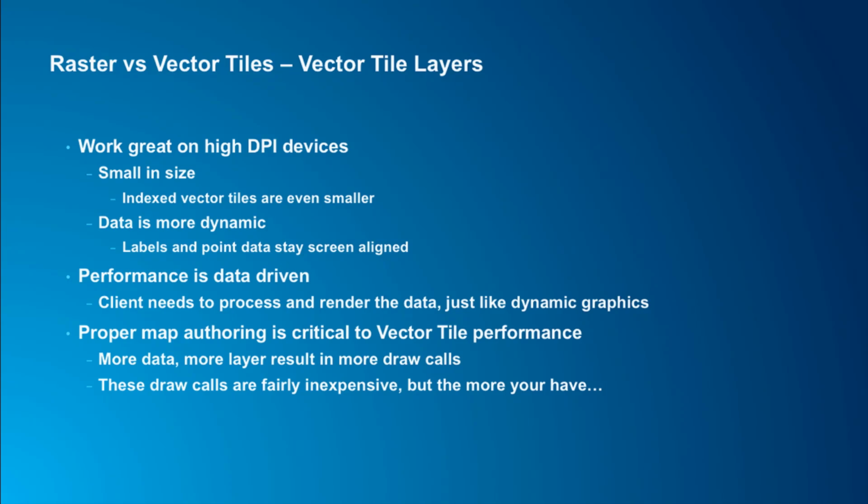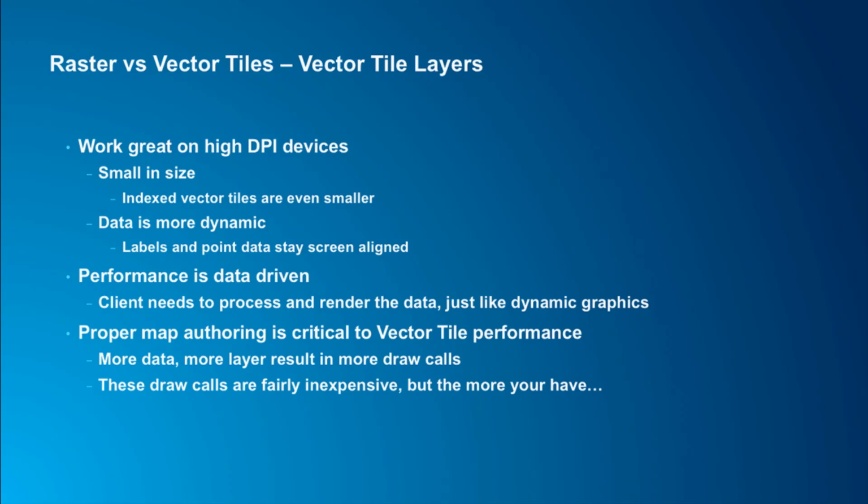And it's dynamic too, right? If I have labels or point symbols and I rotate my map, everything stays screen aligned, and the labels have deconfliction, so they'll get dropped if they start to cover up other labels. But the performance of vector tiles is entirely focused on the data.